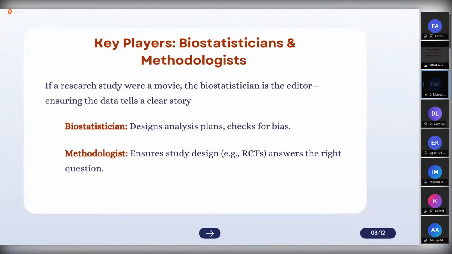So methodologists are going to ensure that your design is appropriate for the kind of question that you have asked, the research question. Or if it is a hypothesis, there are some designs that will expect that you have a hypothesis. So if you have hypotheses, they will ensure that the hypothesis will be testable using an appropriate design to be able to accept or reject the null hypothesis.